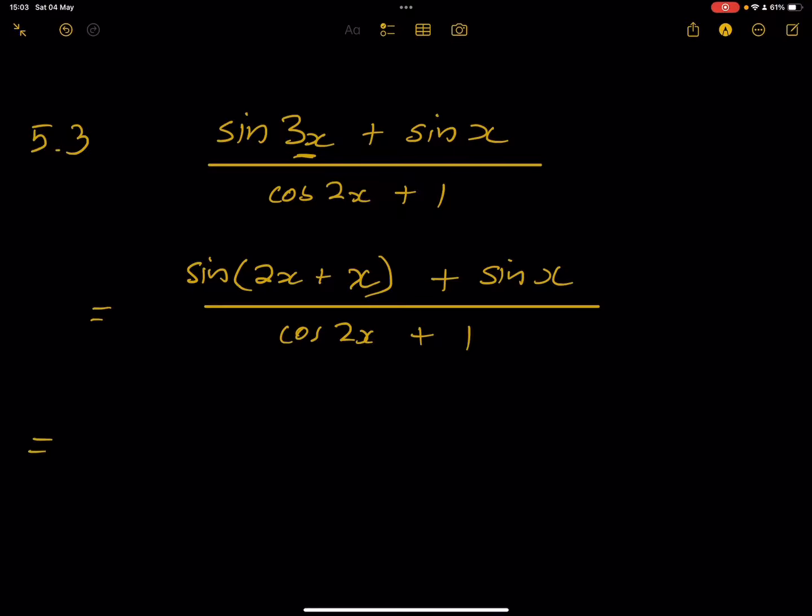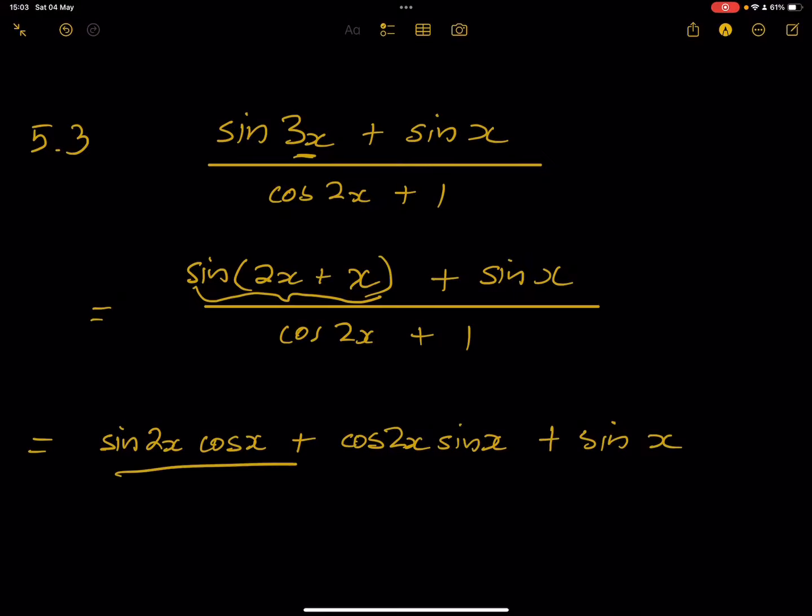So this would be equal to, now sine of 2x, we're going to use our compound angle formula. So this will be sine 2x cos x plus cos 2x sine x. This is just for that guy here. That's plus the sine of x, again, divided by cos 2x plus 1.